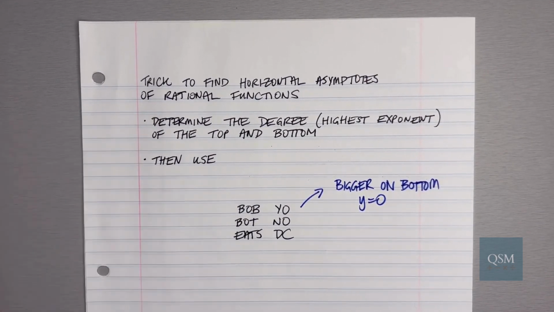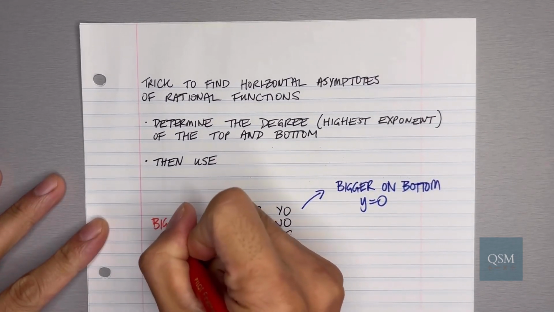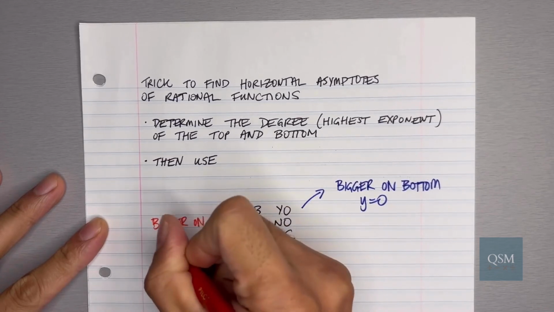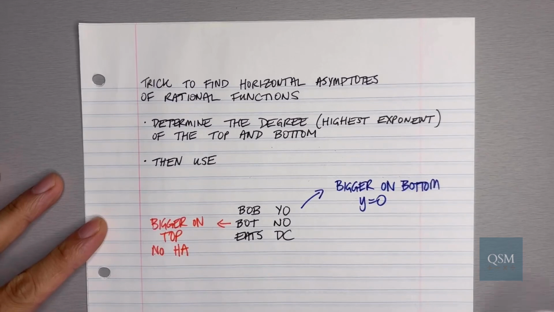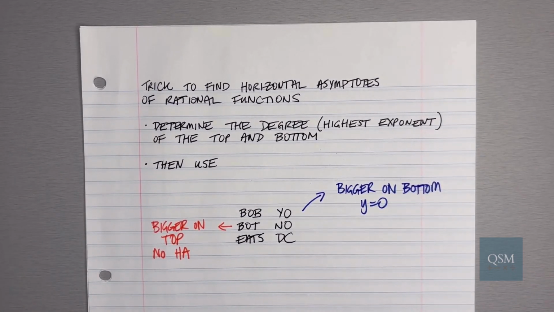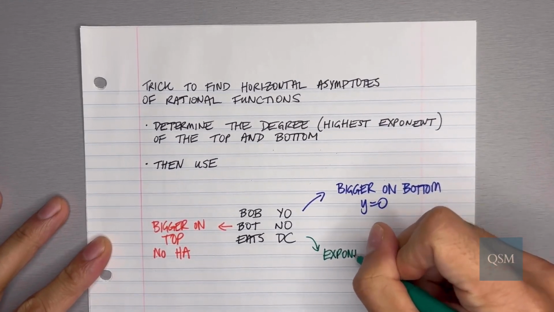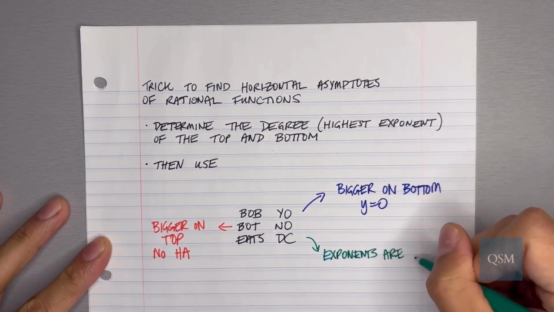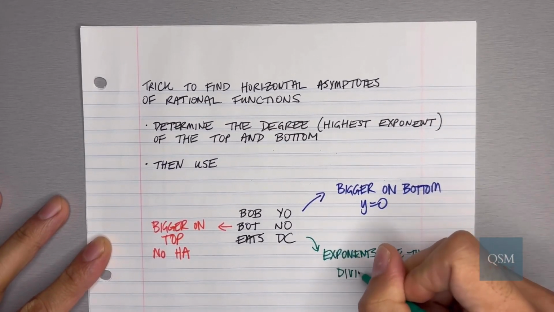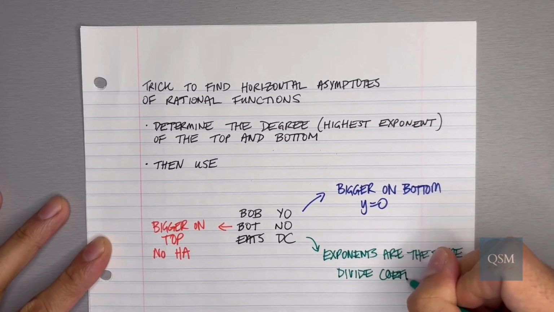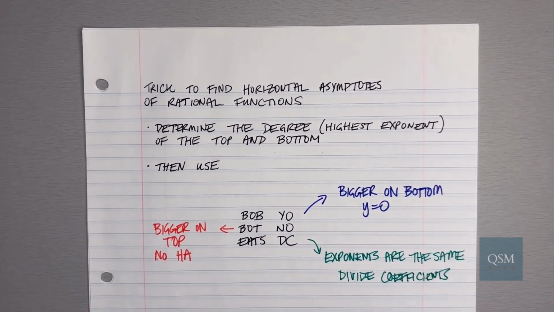The second thing we have here is bot no. If the degree is bigger on top, then there is no horizontal asymptote. And finally, we have eats DC, and that means if the exponents are the same, then we divide the coefficients of the leading term. So let's have a look at how this works.